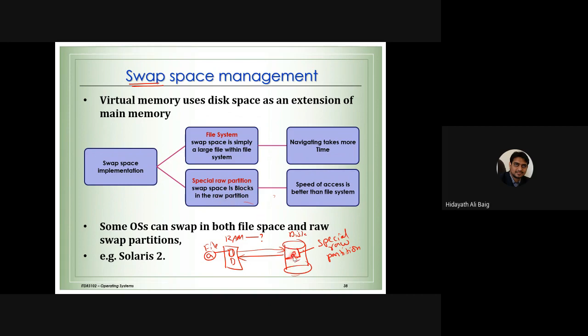Now when we do this, we need not search, we need not find where the data is, we need not organize it like a file. We can quickly jump in here and read the data from this special location of the hard disk. So speed of access is better than the file system. Here navigation takes more time, but here it is a little bit faster. An operating system can keep swap in both file space and the raw swap partition. They are going to use both methods for storing the swap space.